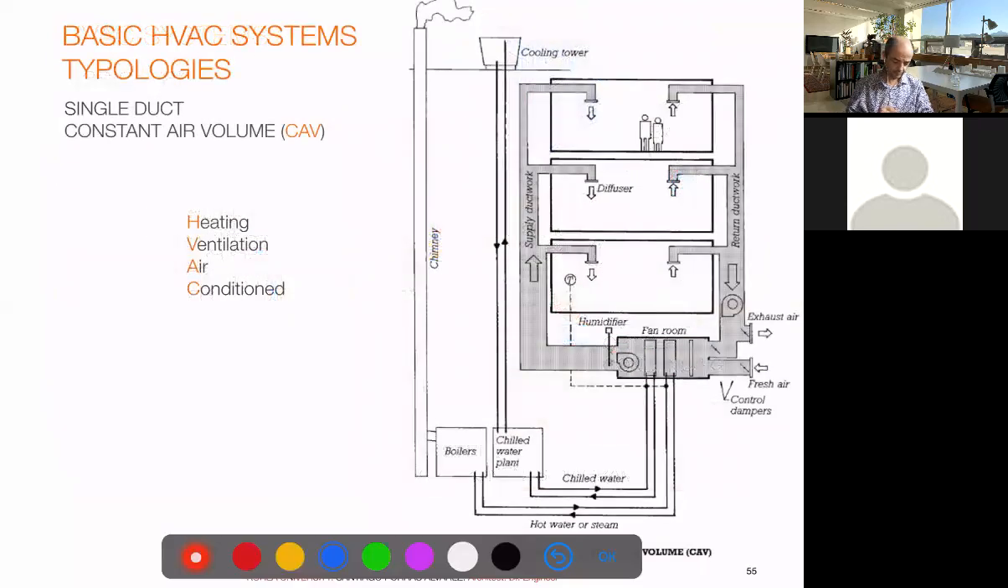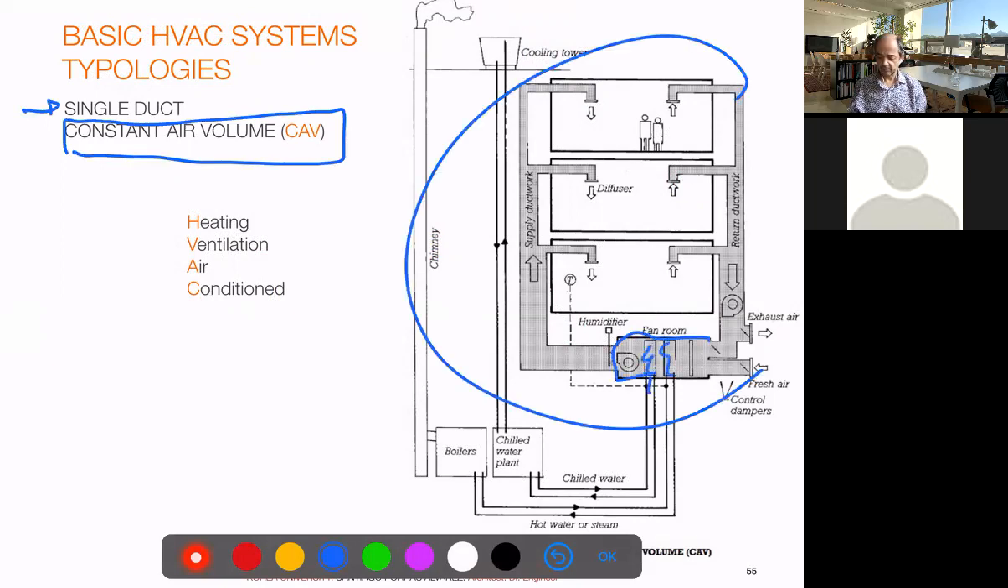So let's go to systems. Once we know this, there are many ways to put the systems together. The most simple is what we call the constant air volume, single duct. This is a very basic section of a building. So we have our fan rooms. We don't need to explain, these are the coils for heating or cooling. We have the fresh air and exhaust air.